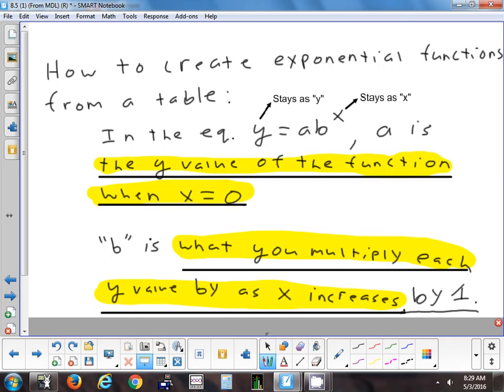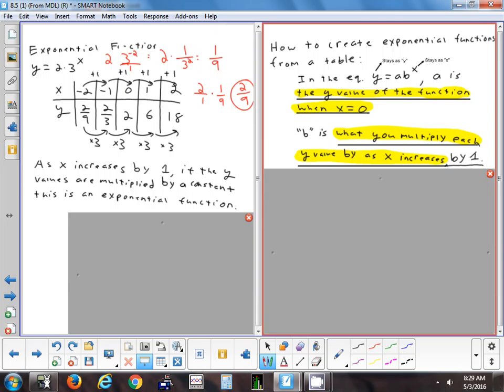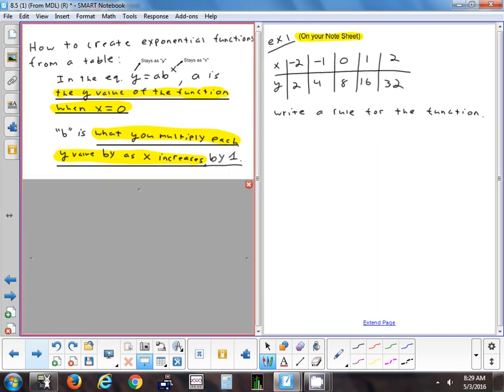So these 2 directions are basically telling you how you get your a and how you get your b. We'll go through how this works. We're going to look at the table for example 1, and we're going to use the function y equals ab to the x, and from the table, plug in a number for a and a number for b. Then we're done. That's all we're doing. So what's my equation for an exponential function? Can somebody just remind me? It's not y equals mx plus b.